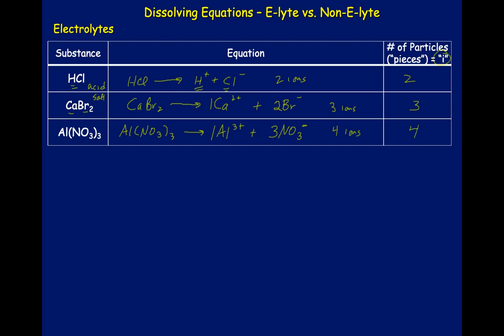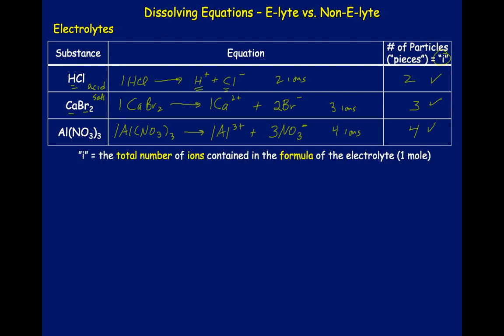Okay, so every time we have one of these, we get 2 ions. Every time we get one of these, we get 3 ions. Every time we get one of these, we get 4 ions. Very important to know how many ions you're getting. We're going to need this information later on. Okay, so electrolytes are breaking up into the ions you can see. Now, i becomes the total number of ions contained in the formula of the electrolyte in 1 mole of formula. So again, you can probably see it here: there's 3, 1 calcium and 2, and then 1 and 3 is 4. Okay, important to know.